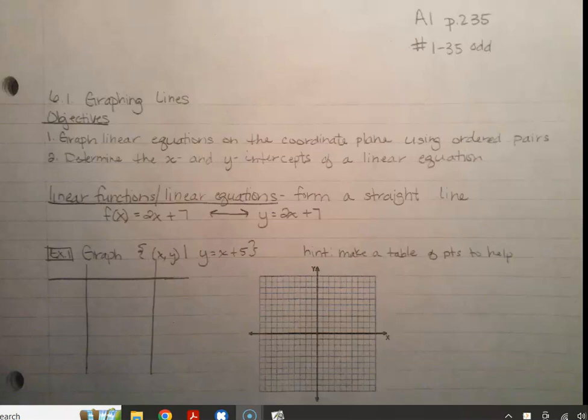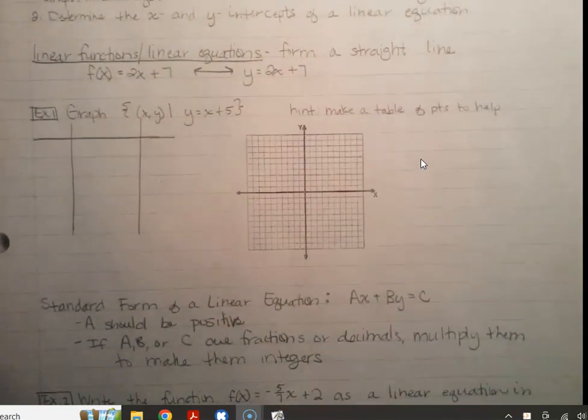All right, today in algebra we're doing 6.1, starting a new chapter about graphing lines. Some good stuff here. All right, so our objectives. First, we're going to graph linear equations. They're linear, so they're going to make a line on the coordinate plane using ordered pairs. And we're going to determine the x and y intercepts of a linear equation. So some fun stuff. And no real world application today because we're just getting started with a new chapter.